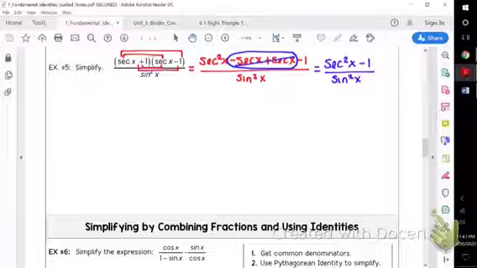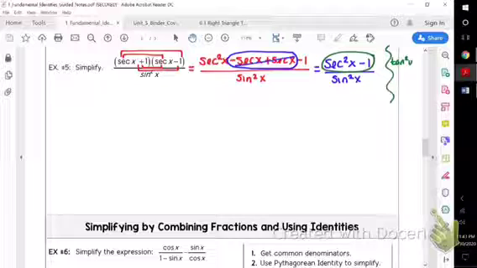So anytime I see a trig function squared and a 1 together, like we have in the numerator here, I automatically think, is there a Pythagorean identity that I could possibly use? Alright, so let's look at our Pythagorean identities, and let's look for the one that has a secant squared in it. So when we look back, I see that tangent squared of theta plus 1 equals secant squared of theta.